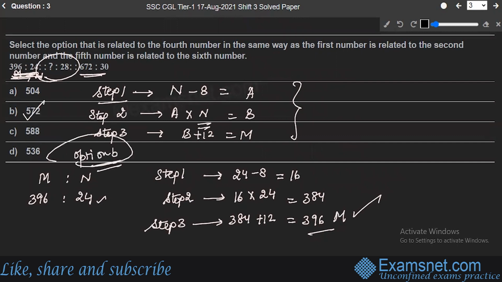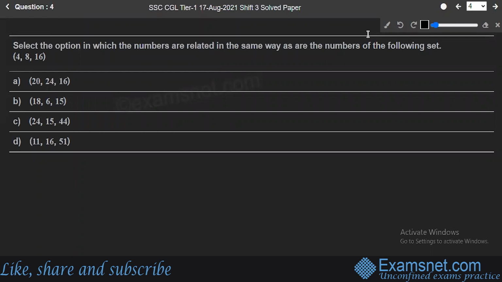Hope you are clear. Question number 4: select the option in which the numbers are related in the same way as the numbers of the following set. This is 4, 8 and 16. So there is some relation existing between these three numbers. You have to find out that relation and you have to find out which of A, B, C, D satisfies it. Okay, so let's go with the first one.